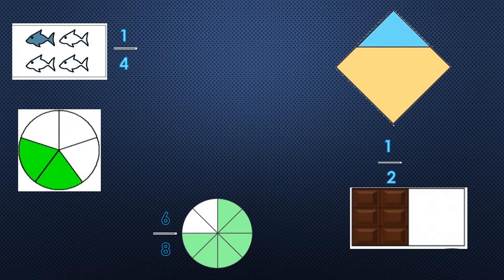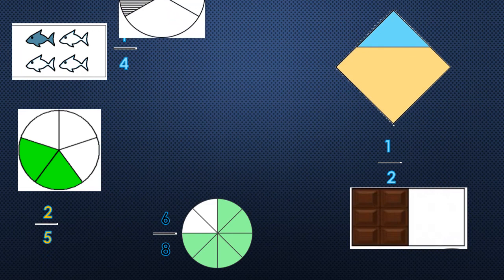Now, who can tell me what is this fraction? Think. We colored how many parts and we have how many parts? Super. We colored 2 parts and we have how many parts? Dash, 5 parts. Super, Primary One.